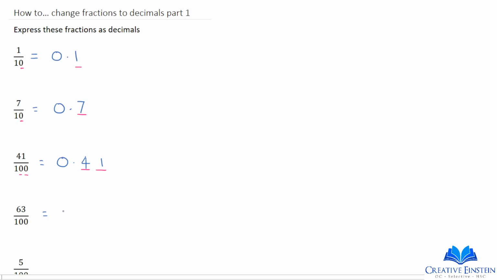Our next example, 63/100. So 0 point. Hundredths has 2 zeros, so we have 2 places after our decimal. And it's 6/10 and 3/100.